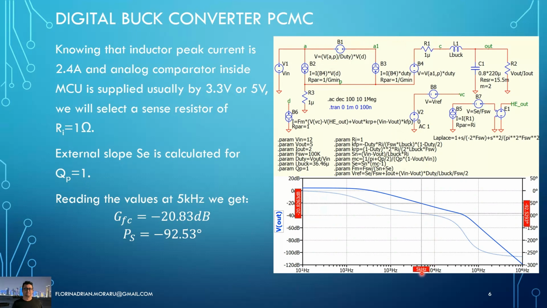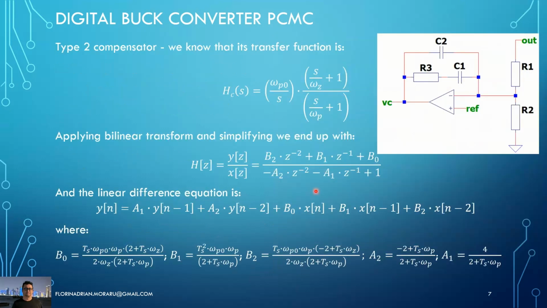Okay, running the simulation, we see that at 5 kilohertz we have about minus 20.8 dB here, and we have a phase at that point of about minus 92.5 degrees. So we will use those values to first calculate the compensator, as I said, in analog design, because the plant transfer function looks like, or at least resembles, a first order low pass filter.